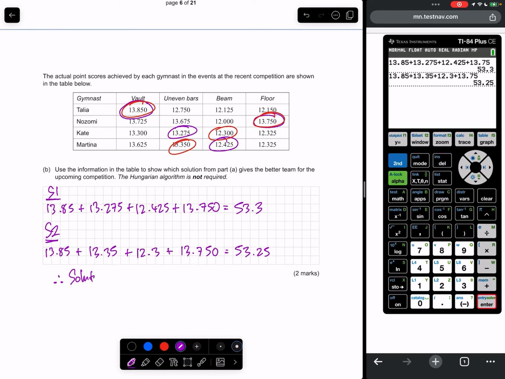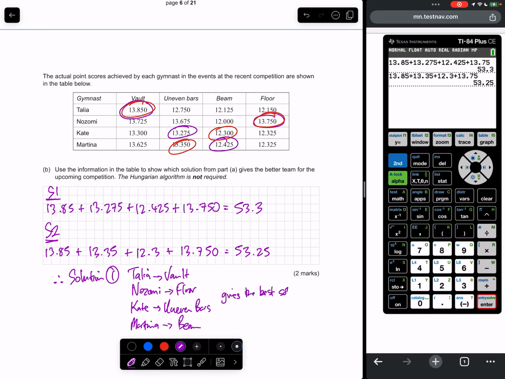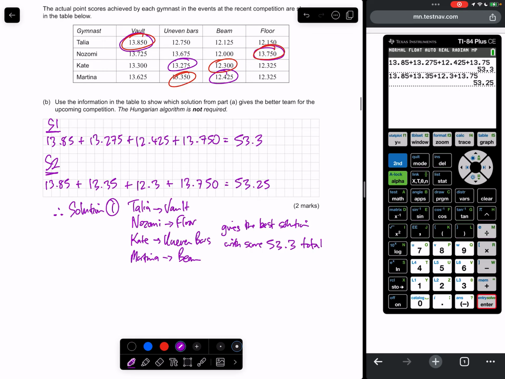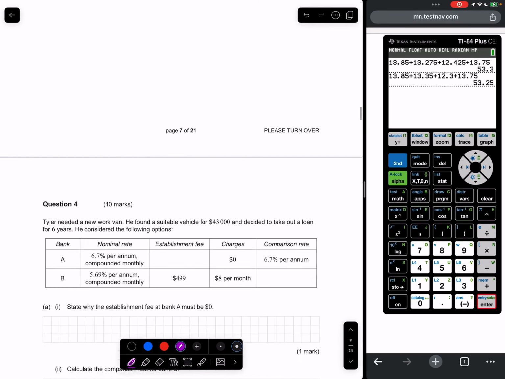Therefore, solution 1, Talia vault, Nozomi floor, Kate uneven bars and Martina beam, gives the best solution with score 53.3 total for all events. That's page 7 of the exam done.